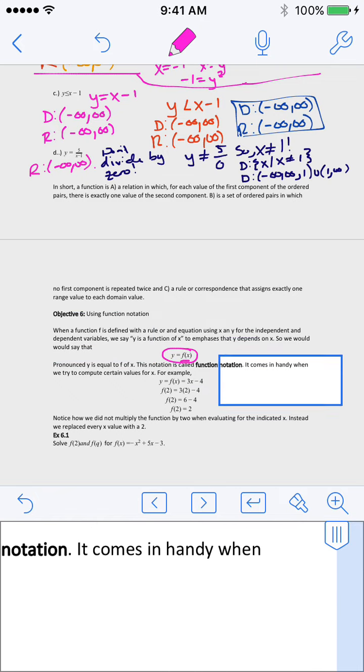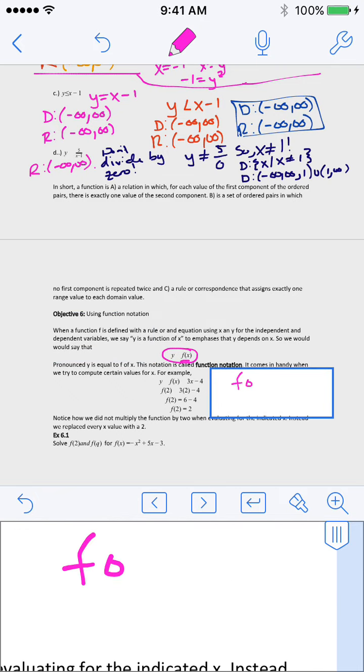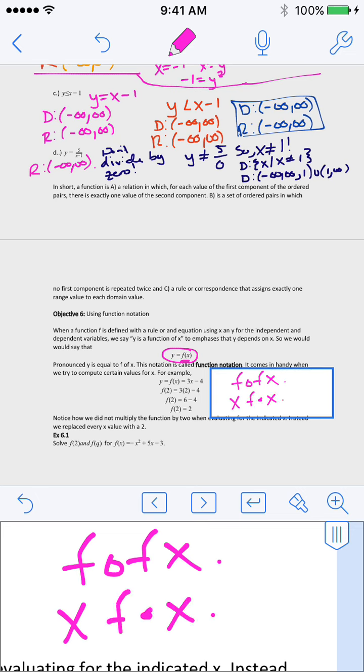Maybe it's not written anywhere. You can write it on the side here. This is pronounced f of x. It is not f times x. It's definitely not x times x. I'll actually write the word not because that's less confusing. So it's not f times x.